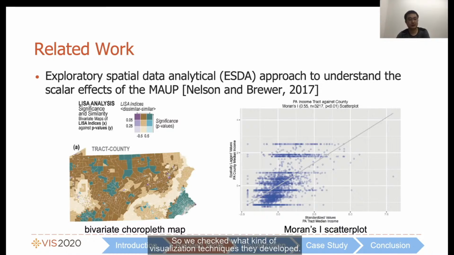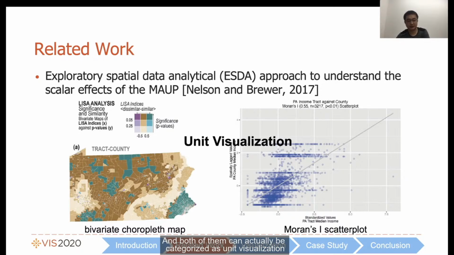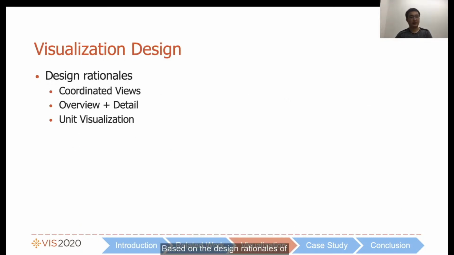So we checked what kind of visualization techniques they developed, and we found that they mainly use a bivariate color place map and a Moran's I scatter plot. To the domain experts, these visualization techniques are more easily understandable. Okay, and both of them can actually be categorized as unity visualization based on the design rationales of coordinated views, overview plus detail, unity visualization.